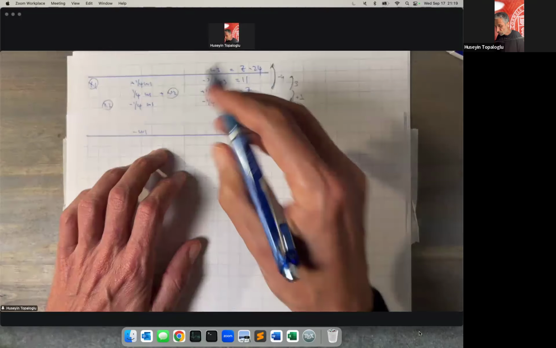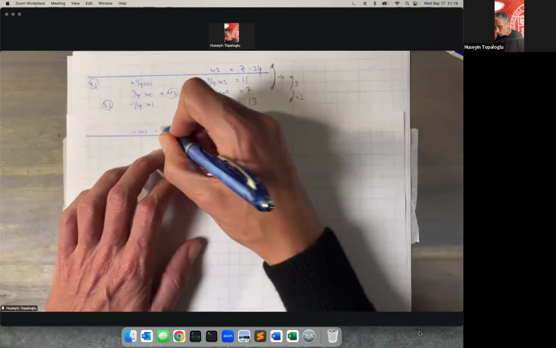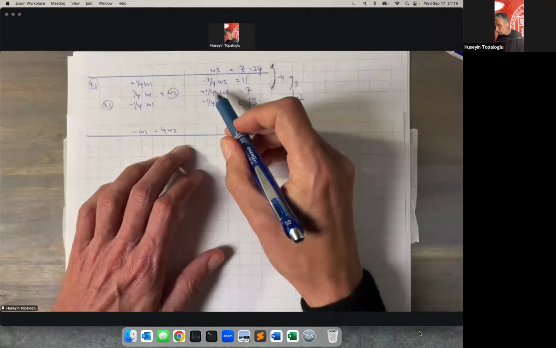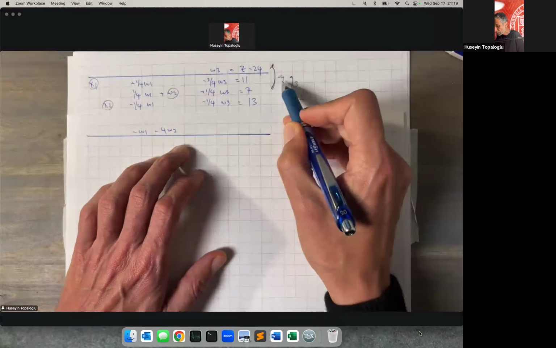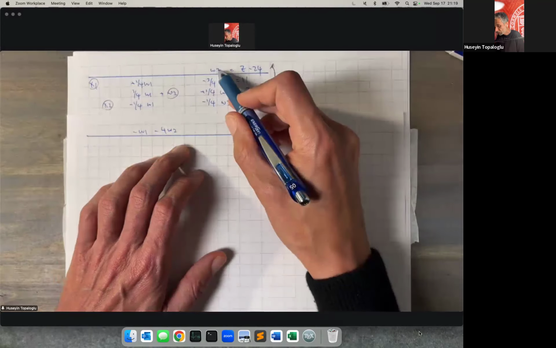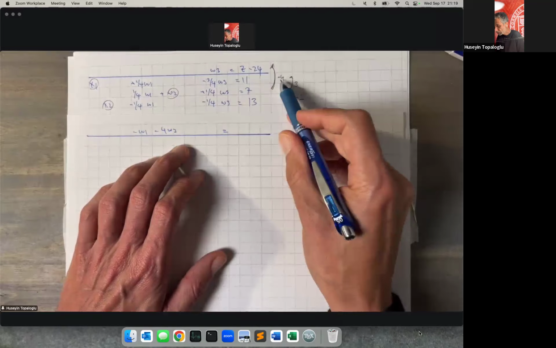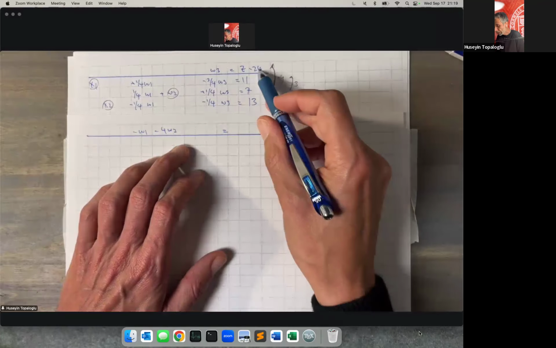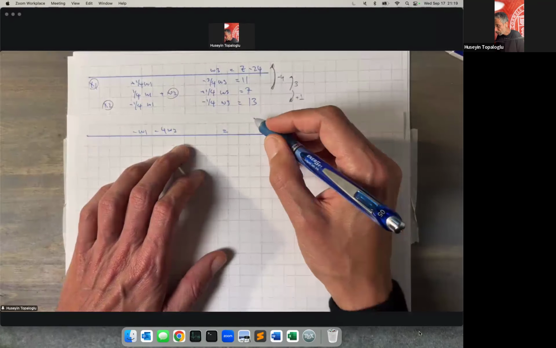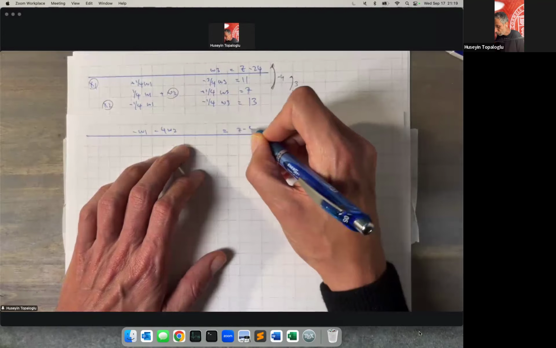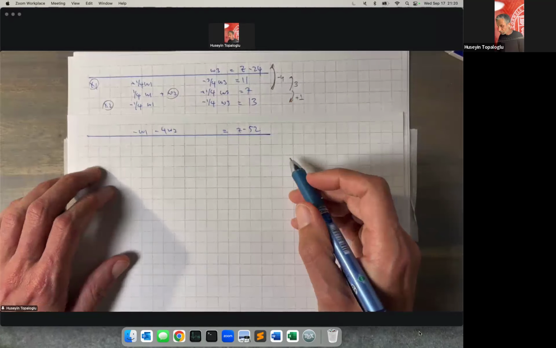W2 times minus 4 is minus 4 W2 plus 0 W2, minus 4 W2. 1 over 4 W3 times minus 4 is minus W3 plus another W3, 0 W3. And on the right-hand side, 7 times minus 4 is minus 28, another minus 24, minus 28 plus 24... 28 plus 24 is 52. That's the objective function row.